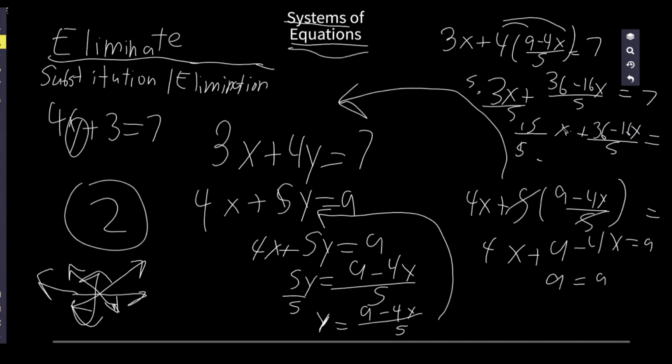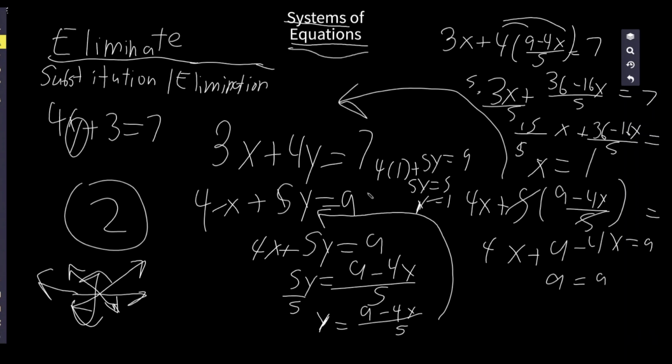And you probably get the point here. We're basically just solving for x. And let's just say x will probably be some fraction. Let's just say x equals 1. So now we can plug that back into either of our equations. Let's just do the bottom one. So we get that 4 times 1 plus 5y equals 9, or that 5y equals 5, or that y equals 1. So that is basically how we do it.